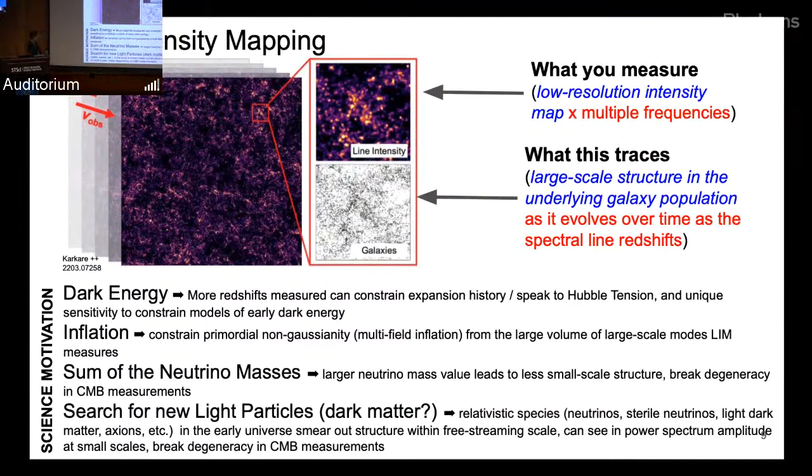And the last is, as we've talked about this morning, dark matter, the search for new light particles, is really, really hot right now as well. So any relativistic species, which would be neutrinos, sterile neutrinos, light dark matter, axions, anything you can think of, in the early universe would smear out structure within the free streaming scale. And you can see this in the power spectrum amplitude at small scales. Again, this is a measurement you can get from the CMB, but if you do line intensity mapping, you get another redshift slice, and you can hopefully break these degeneracies that the CMB has with their model.